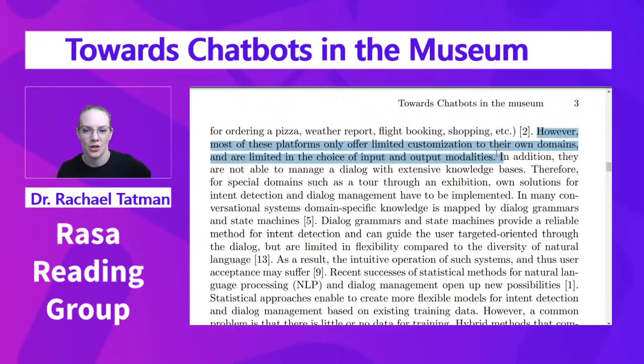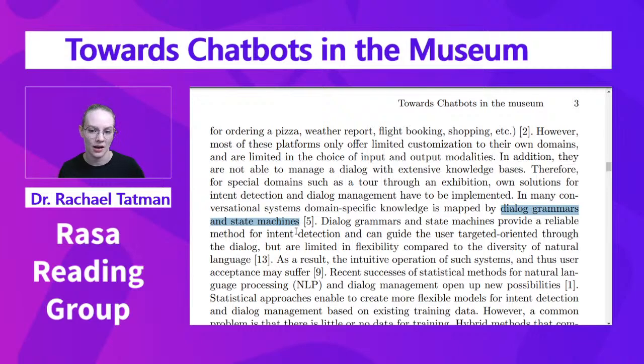However, most of these platforms only offer limited customization to their domains and are limited to choice input and output modalities. So, I mean, I'm familiar with Alexa. Alexa has a lot of built-in intents, and if you're using Alexa, you've got to use the built-in intents. At least the last time I used it. And I don't think Alexa has built-in intents for like ask more about the artist, identify figure in the foreground, right? In addition, they are not able to manage a dialogue with extensive knowledge bases. Therefore, for special domains such as a tour through an exhibition, own solutions for intent detection and dialogue management have to be implemented.